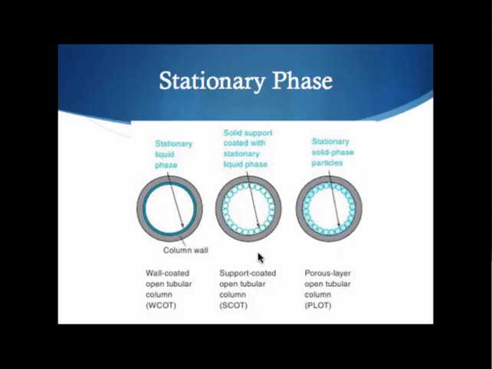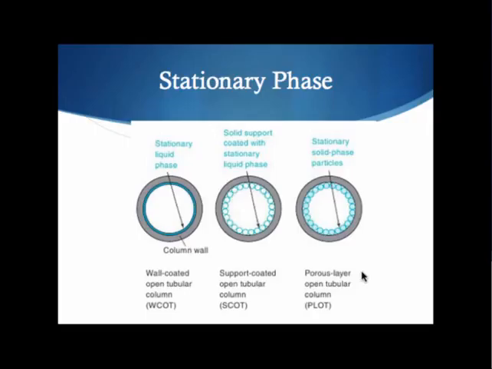And so the support-coated open tubular columns can handle larger samples than the wall-coated open tubular columns. And so why do you think that is? Think about the physical space of the column and the solvent and sample passing through and what's happening.